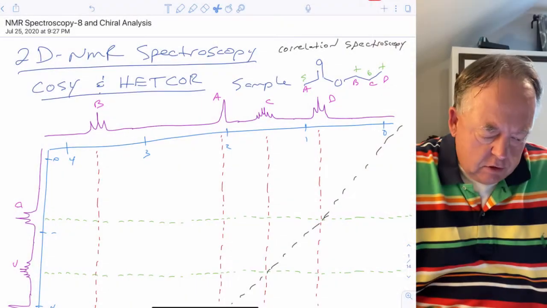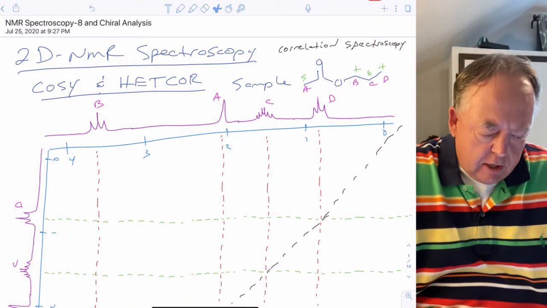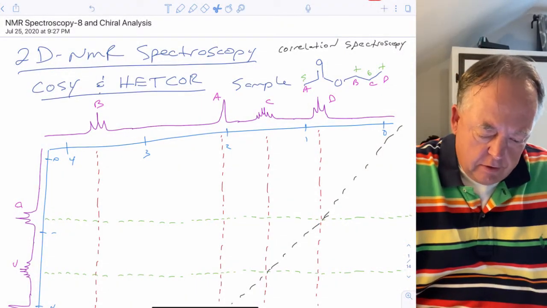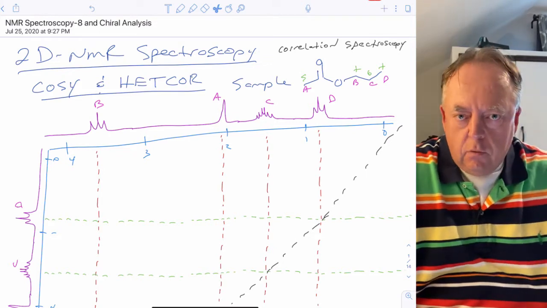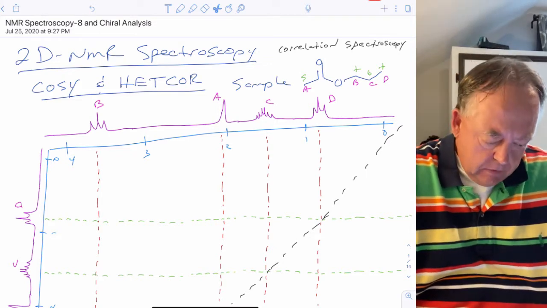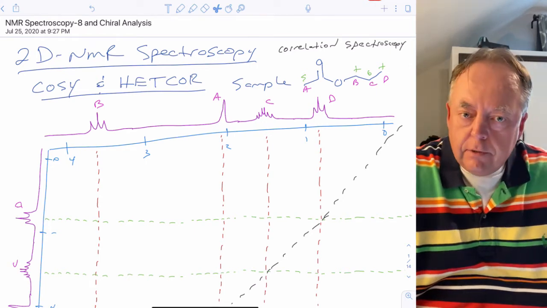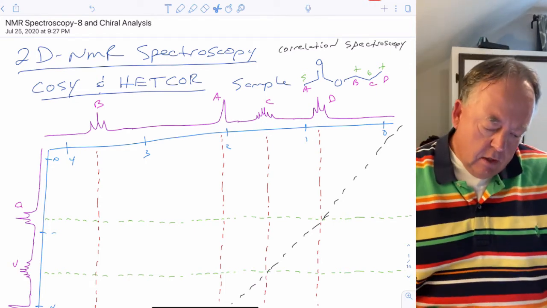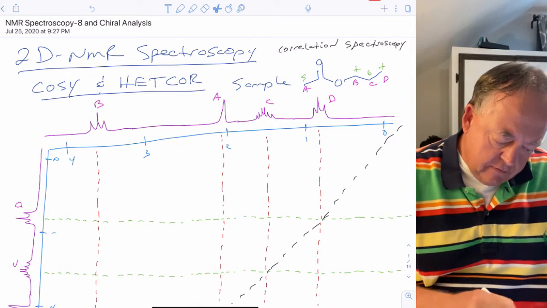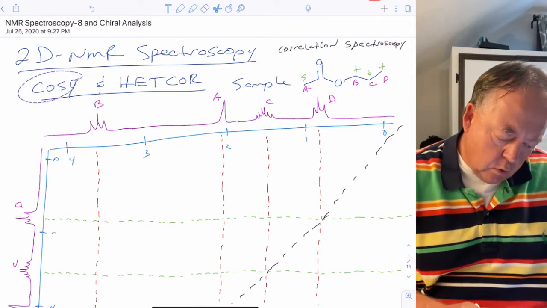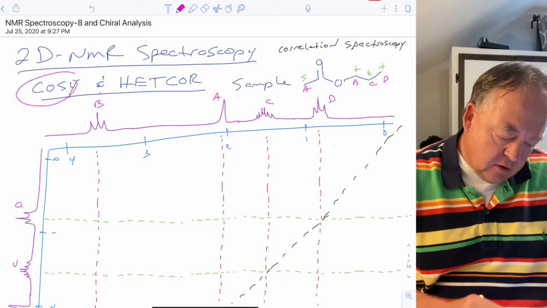So in this lecture we'll cover a little bit more about spectroscopy, and then we'll talk about some other analysis that one can do on chiral molecules. So first of all, let's talk a little bit about two-dimensional NMR spectroscopy. So let's look at two examples, one called COSY and one called HETCOR.